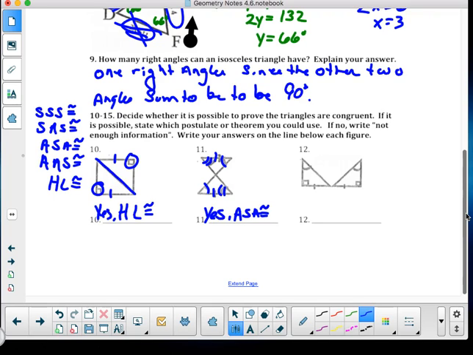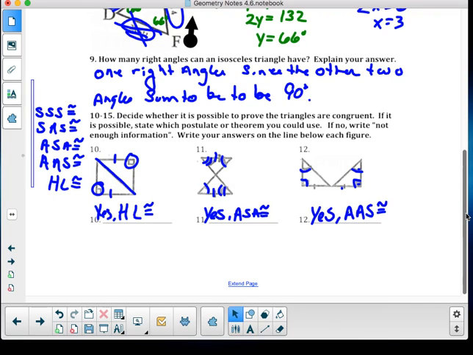And 12. I'm looking at it's a right triangle. I've got to go for right triangle. Could it be HL? But I don't know anything about the hypotenuse, the thing across from the right angle. So I've got to look at this and go, all right, I got those other two angles. I got these two, and these two right angles and a side. So I got angle, angle, side. That's what I'm looking at. So yes, by angle, angle, side congruence.